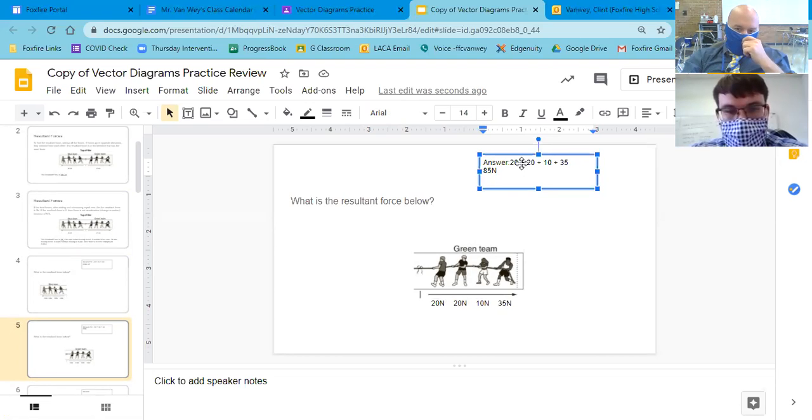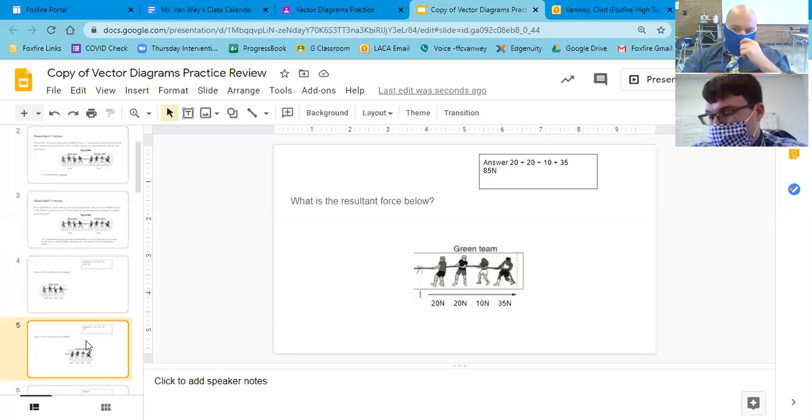Is the green team's force the same force as the blue team's force that we did before? Ryan says yes. Someone else give me an answer here. Veronica says yeah. Trevor says yeah. So here's the thing. It's the same amount of force, but it's not the same force.